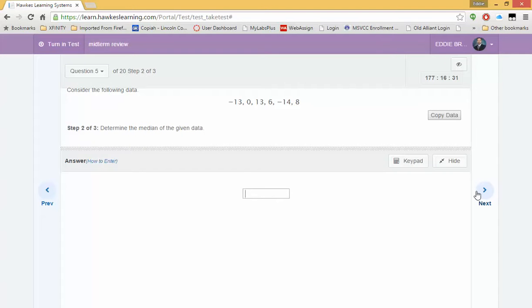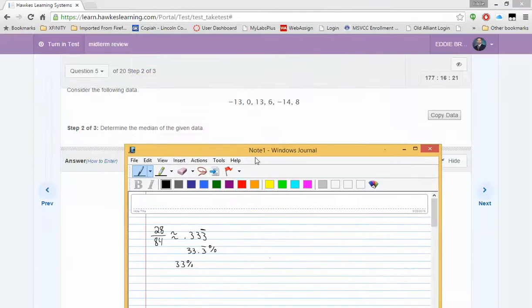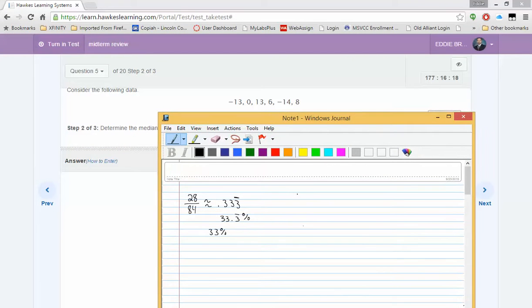The median. To get the median, we need to order these numbers from least to greatest. Remember, with negative numbers, the larger the number is, it's actually further to the left. So -14, -13, 0, 6, 8, 13. Alright.